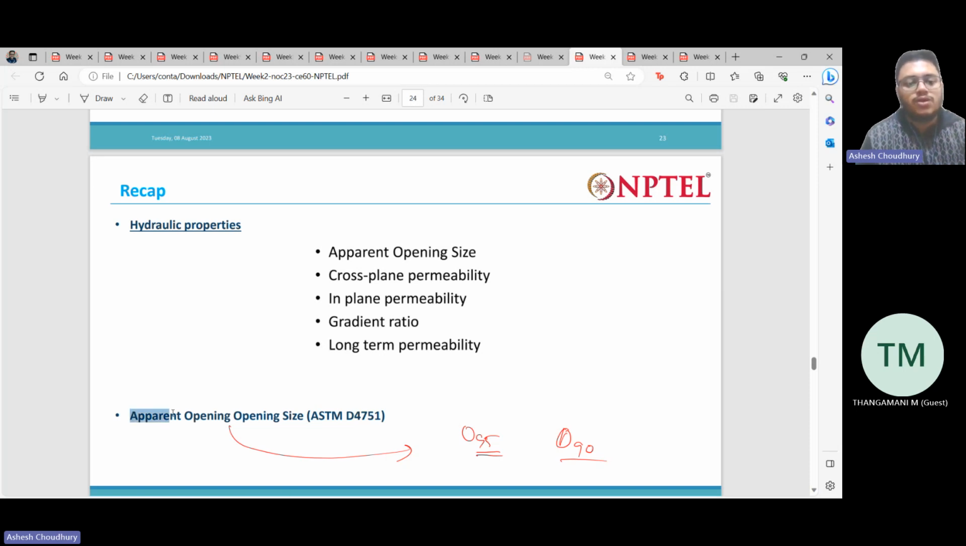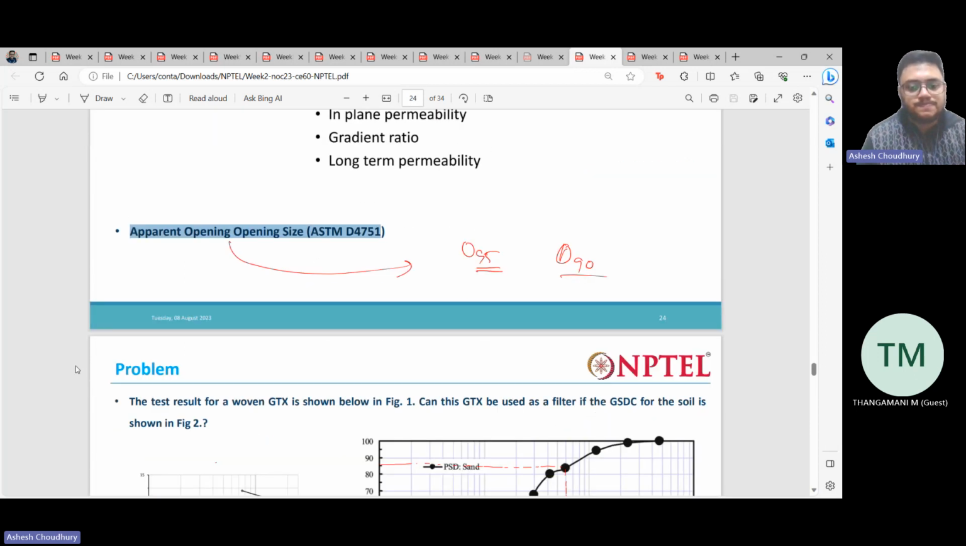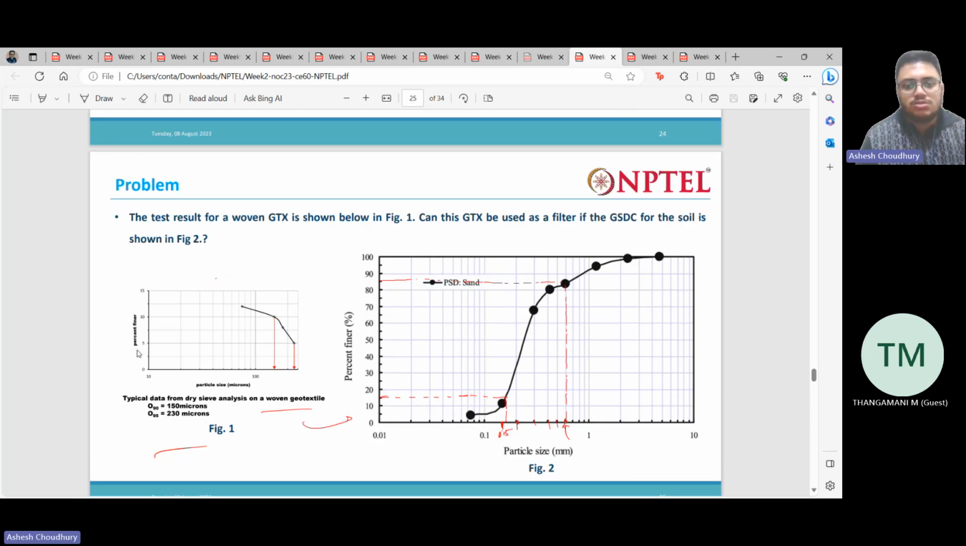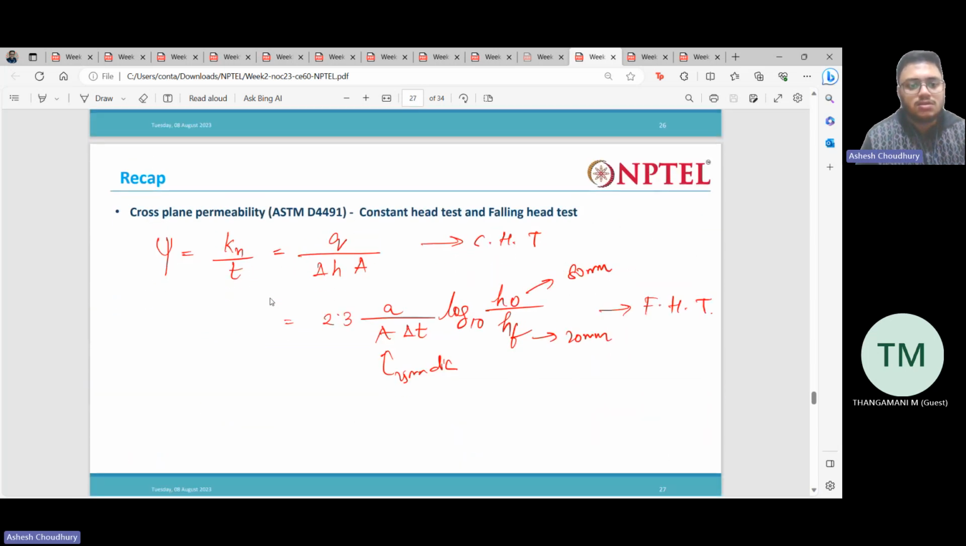Then we have one very important property known as apparent opening size, which is nothing but the O95 size, or sometimes O90 also. So we saw and solved some problems regarding this. Then this is the expression to determine the cross plane permeability.